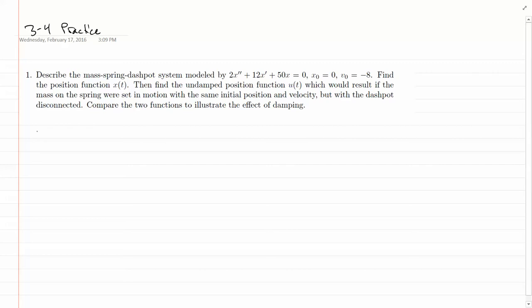Alright, so the first thing we're going to do is solve the differential equation 2x double prime plus 12x prime plus 50x equals 0. Initial position is 0, initial velocity is -8. So what's going on here: we've got, say, a 2 kilogram mass with spring constant 50 and damping constant 12. It's set into motion from equilibrium with an initial velocity of 8 meters per second to the left.